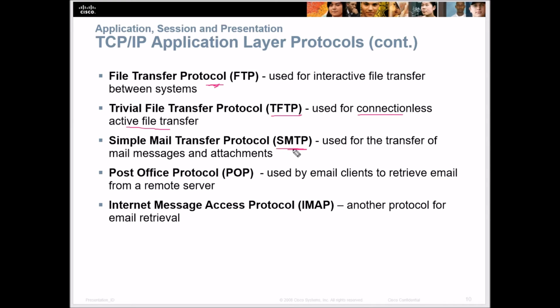You have SMTP, which is Simple Mail Transfer Protocol. That's for transferring or sending mail messages. You have POP, which is Post Office Protocol, which is another protocol for transferring messages. And then you have IMAP, which is yet again another mail transfer protocol. So these three here are the primary ones to send mail messages back and forth between servers.